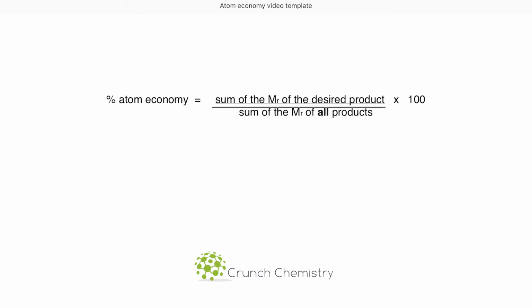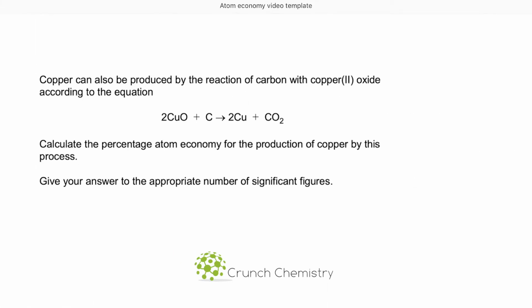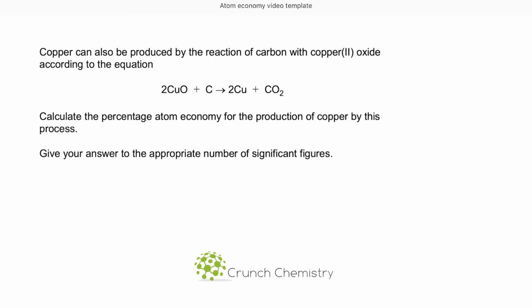It's the sum of the molar masses of the desired product divided by the sum of the molar masses of all the products, times 100, because we want the answer as a percentage. So let's take a look at a couple of examples. This one is about the extraction of copper from copper oxide using carbon as a reducing agent.